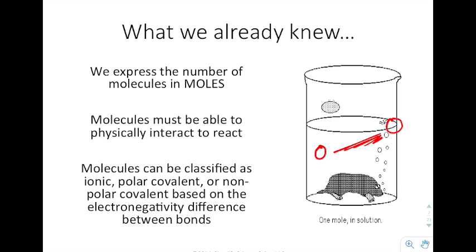We also know that molecules can be classified as ionic, polar covalent, or non-polar covalent based on the electronegativity difference between the bonds. So if you have something that has an electronegativity difference of 0.5 or less, we consider that to be a nonpolar bond.